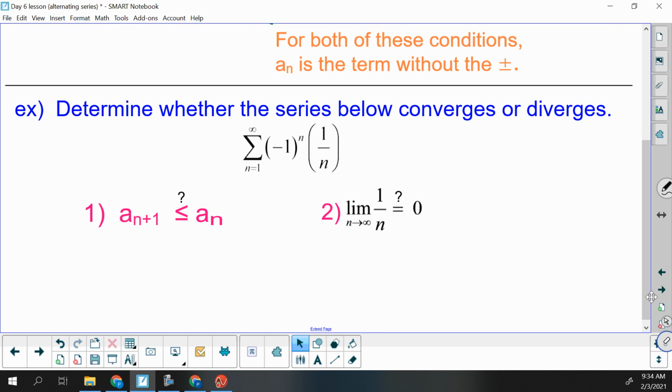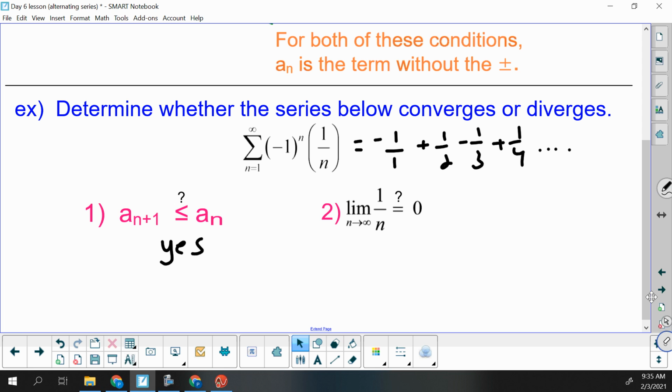So for this one, we're going to see if it converges or diverges. We want to recognize we've got that negative 1 there, so this is an alternating series. If we write out a couple of terms, we're going to have negative 1 over 1, then plus 1 over 2, negative 1 over 3, plus 1 over 4, dot, dot, dot. So is each successive term less than or equal to the one before it? Yes, so that checks out.